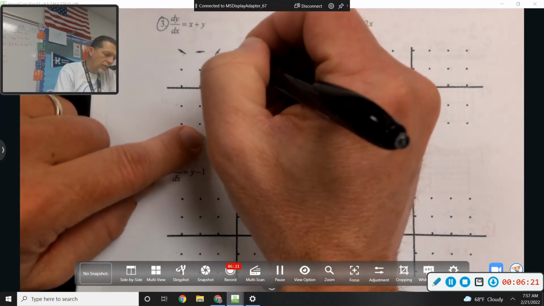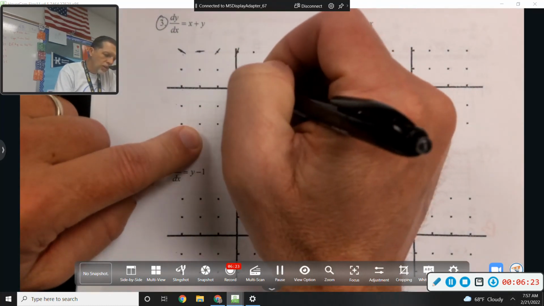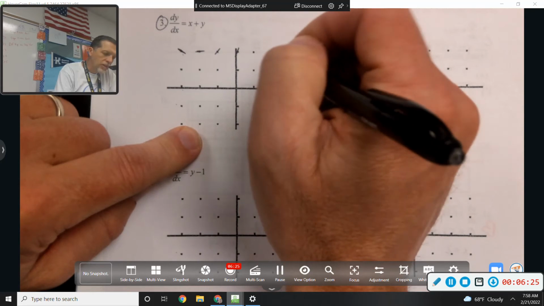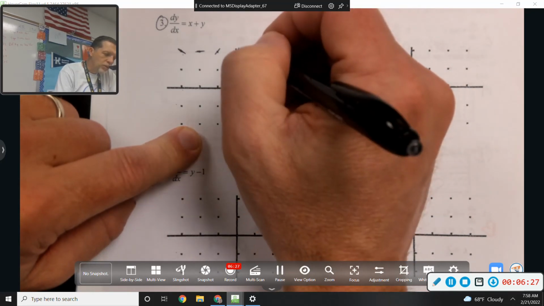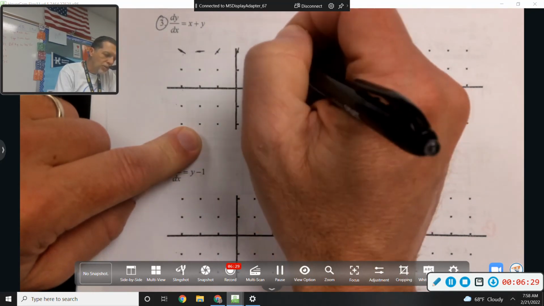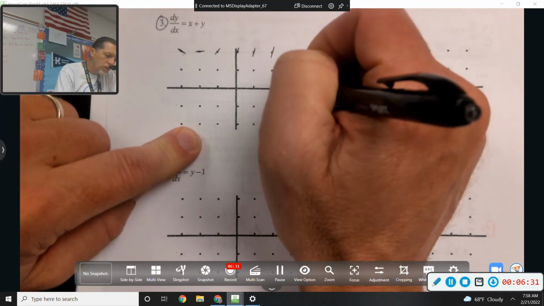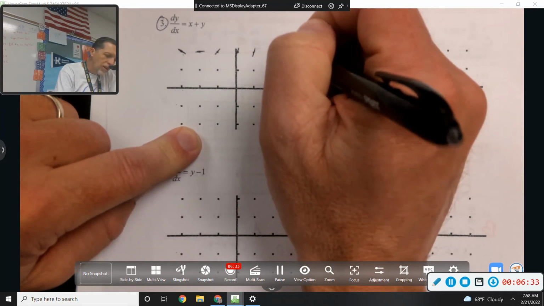I have a slope of 2. These are going to get really steep over here on the top right. 1, 2 would be a slope of 3. 2, 2 would be a slope of 4. 3, 2 would be a slope of 5.